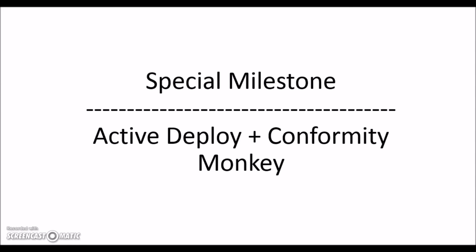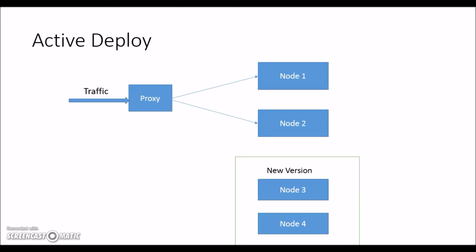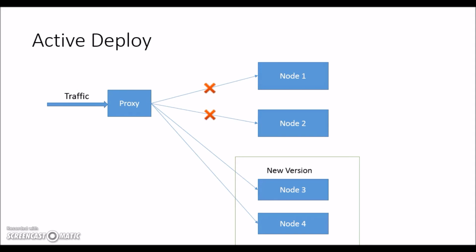In the special milestone, we added Active Deploy and Conformity Monkey components to the build pipeline. Active Deploy. In Active Deploy, we can roll out new changes to the application without any downtime. Currently, our application has 3 nodes. One is a proxy and the other 2 are actual instances. The proxy routes traffic between these 2 nodes evenly.